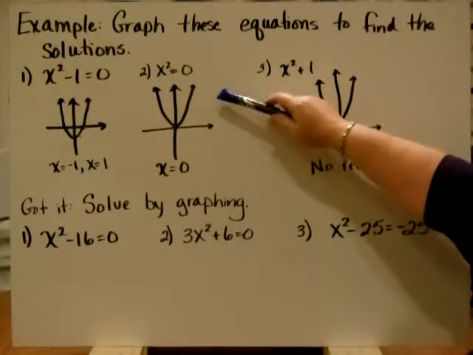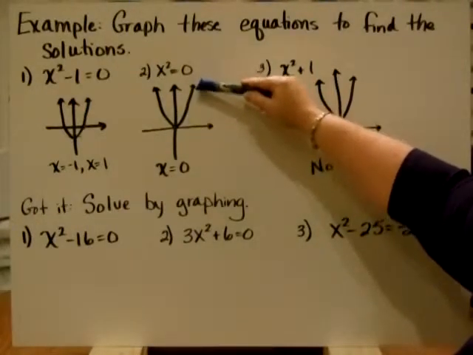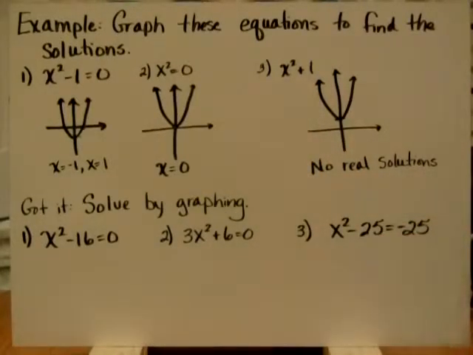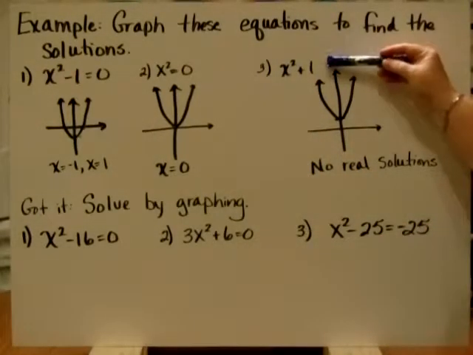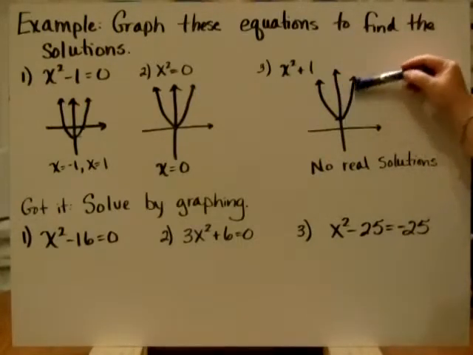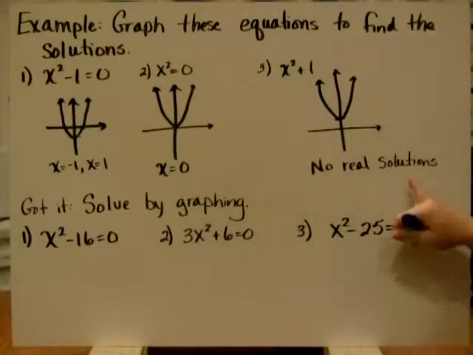The graph of x squared equals 0 is the parent graph, so it just touches at the origin and then turns back up. So we have one solution, which is x equals 0. The graph of x squared plus 1 equals 0 is the parent graph translated up 1 unit. We see that this is never going to touch the x-axis, so we have no real solutions.